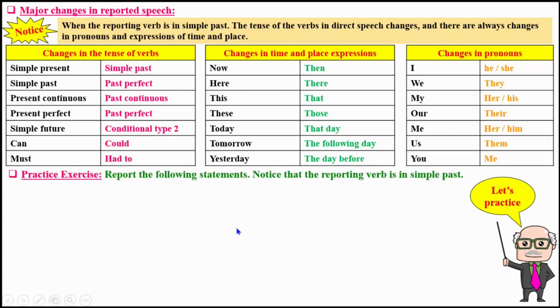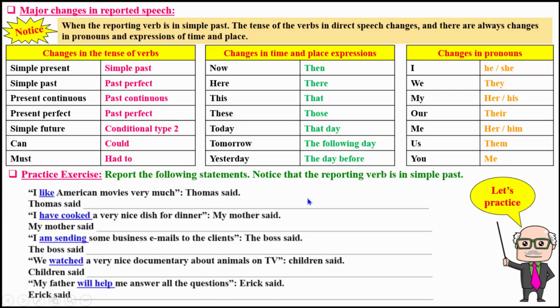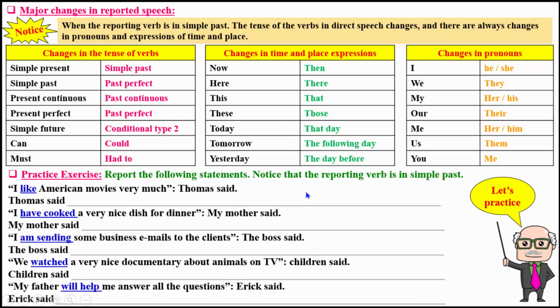This is an exercise. Report the following statements. Notice the reporting verb is in simple past. So when the reporting verb is in simple past, we have to consider these changes. This is the exercise. Pause the video, take a pen and a paper, and write your answers. After that, you can watch the key answers. Good. So now let's look at the key answers.